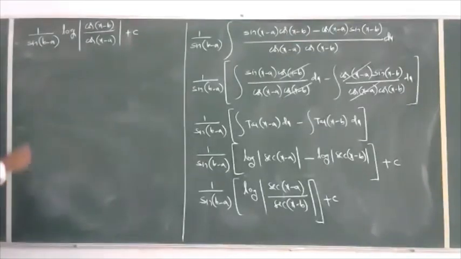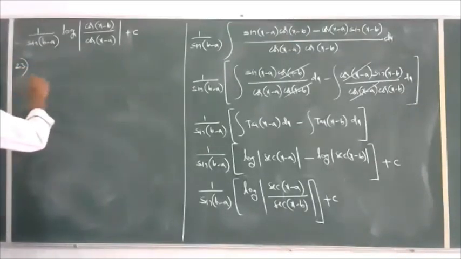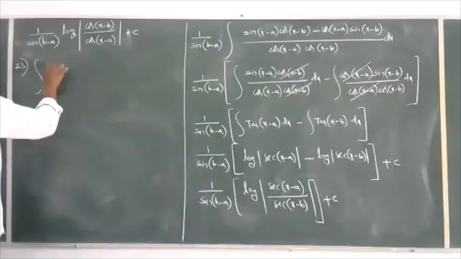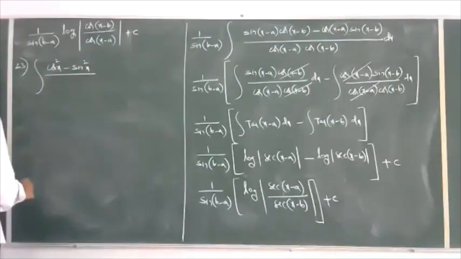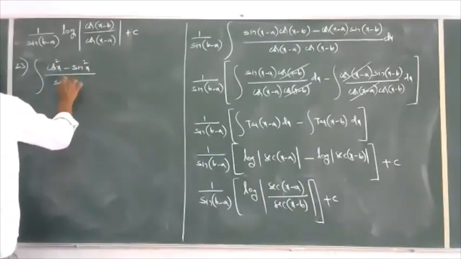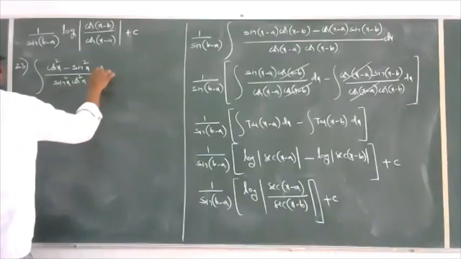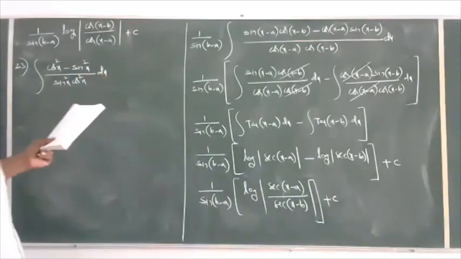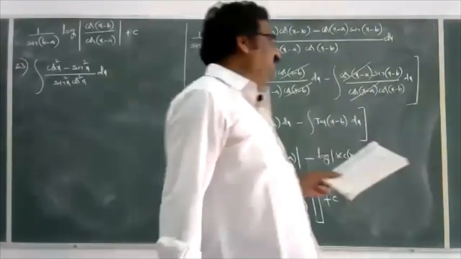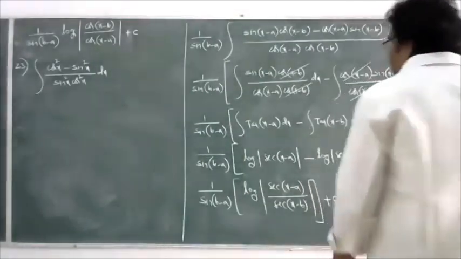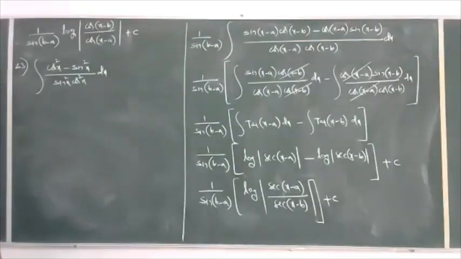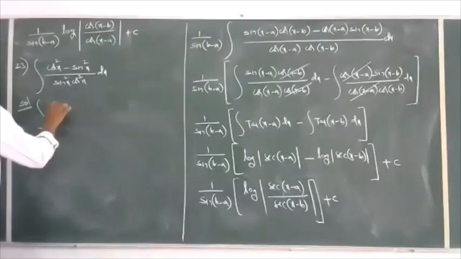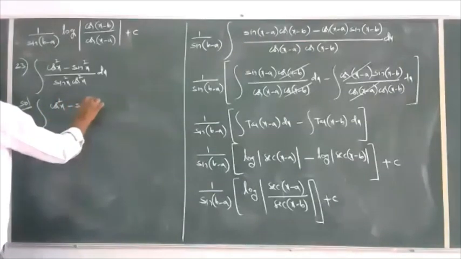Yes, 23. Integral of (cos square x minus sin square x) by (sin square x into cos square x) dx. Just split into two integrals and simplify. Very easy question. Yes, solution: integral of cos square x minus sin square x.